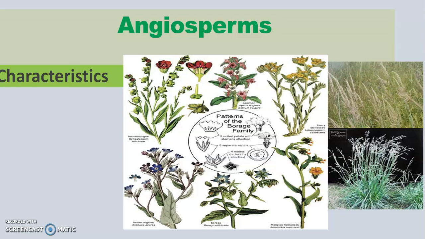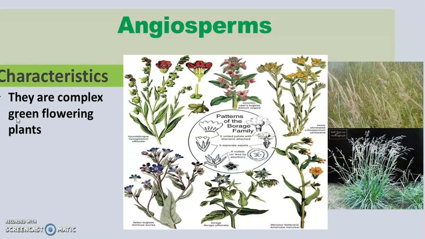The members of this class, angiosperms, are the grass family, rice, and then we have the mango trees, the guava tree, the cashew tree, all forms of trees that produce flowers, and also have their seed enclosed in a fleshy body. Now let's look at the characteristics of these plants.